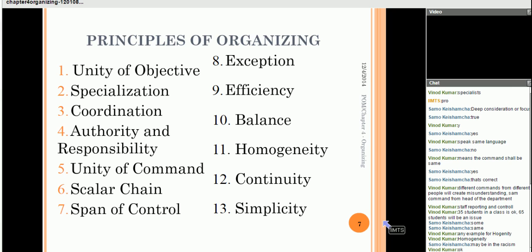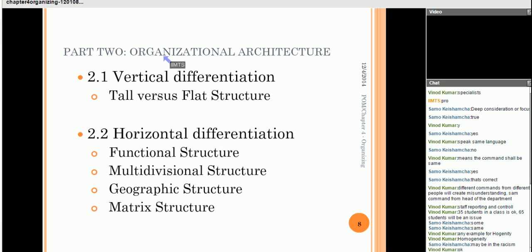Yes, that angle can also be there. There shouldn't be any racism, any kind of discrimination. That is important. Continuity, I told you. Then simplicity: activities should be simple, not complex. The organizational goal should also be simple.